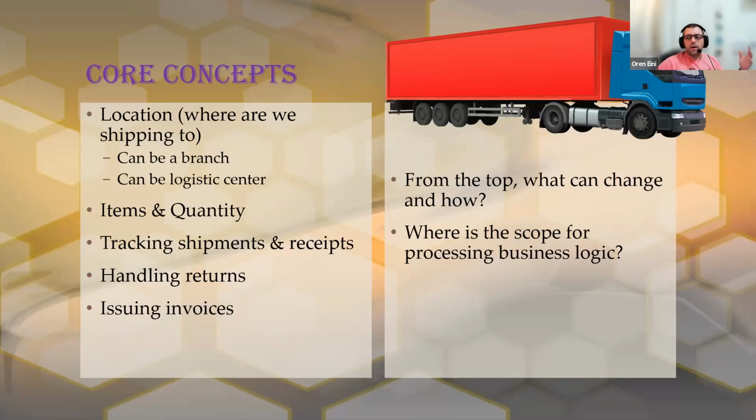Now, let's go back up again and see what we have. Who can change what and where? A single location can have multiple people that order things to it. I may have multiple trucks shipping things. How do I think about it? What's the scope for processing all of this?